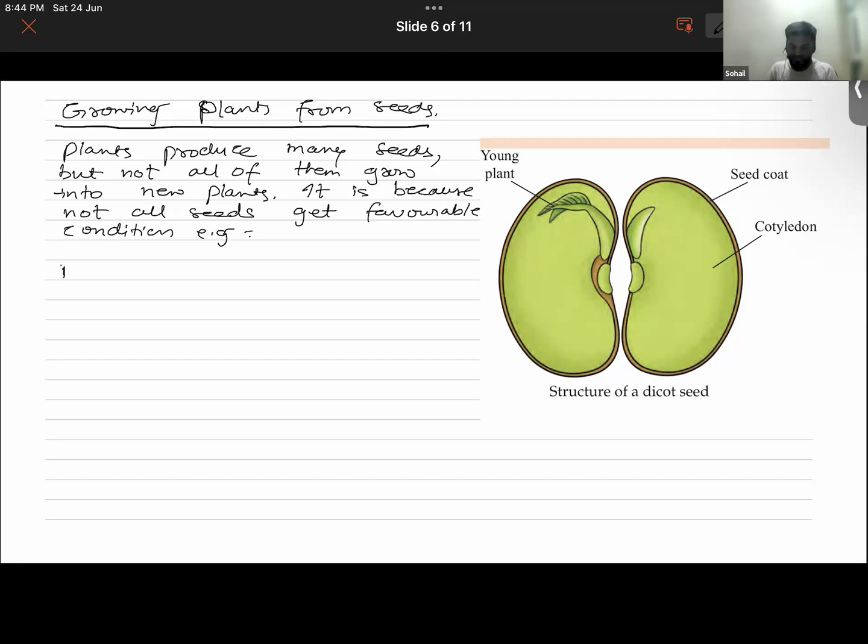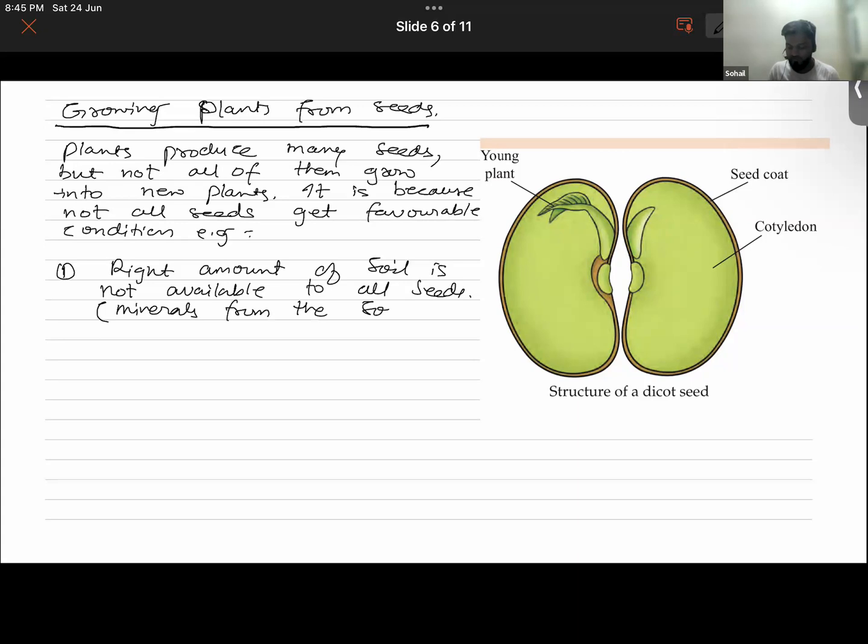So the first reason is that the right amount of soil nutrition is not available to all seeds, right? Okay, so when we talk about soil, we are basically talking about nutrition. What is the nutrition? It is basically the minerals present in the soil, right, Norush? Right. Okay, so we are talking about minerals from the soil.